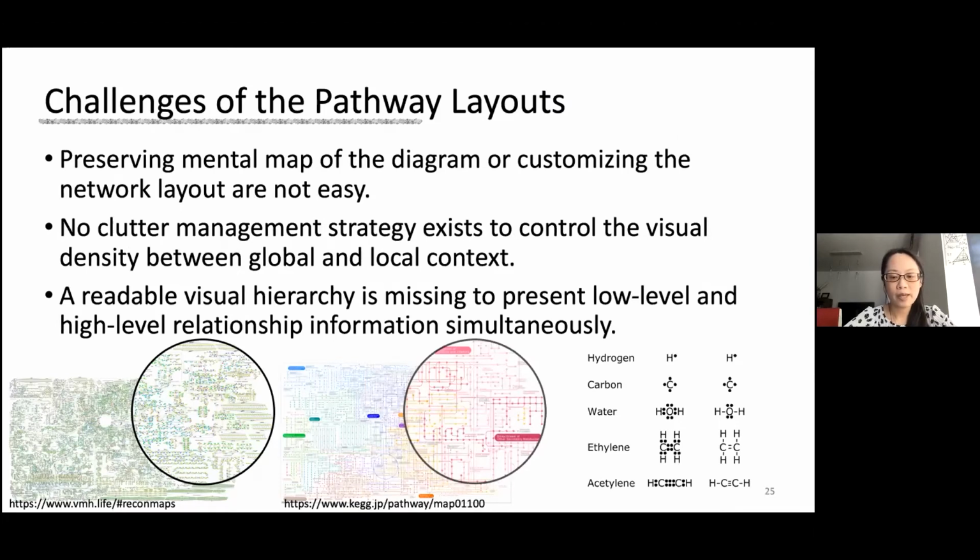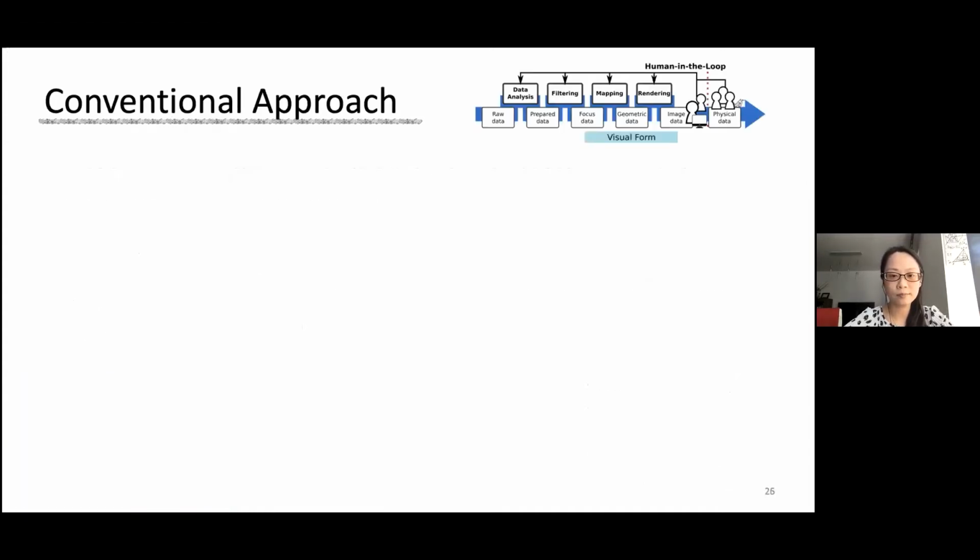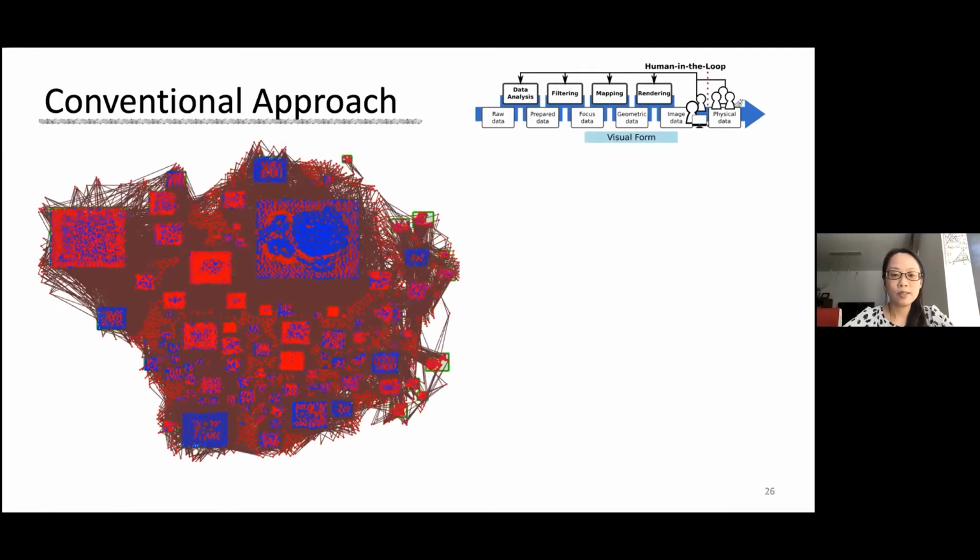But if you want to add more attributes, for example, even the names inside this large diagram, or some chemical representation in this diagram, it is very difficult. But biologists would like to see the detailed representation as well as the high-level functional groups simultaneously with the network visualization. So the conventional approach is, if we dump it to a so-called force-directed layout algorithm, we will see such a complex result that we don't understand anything.